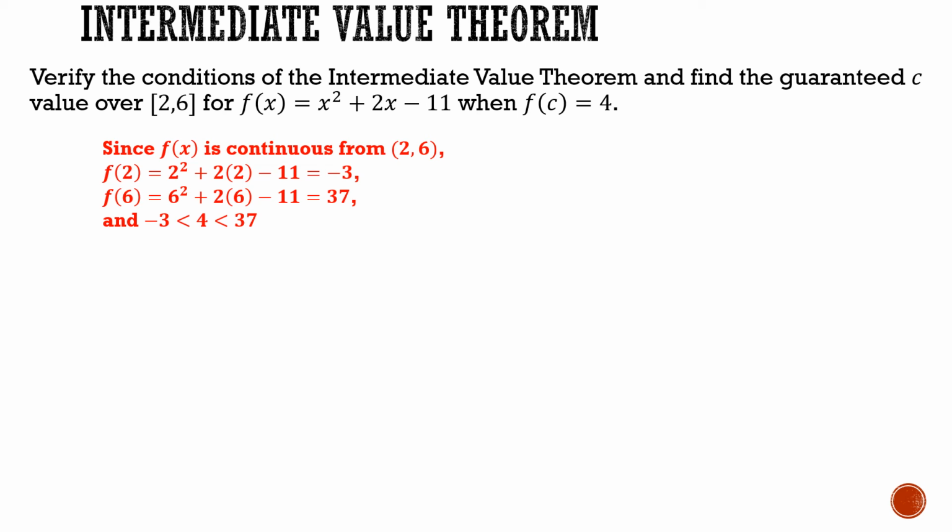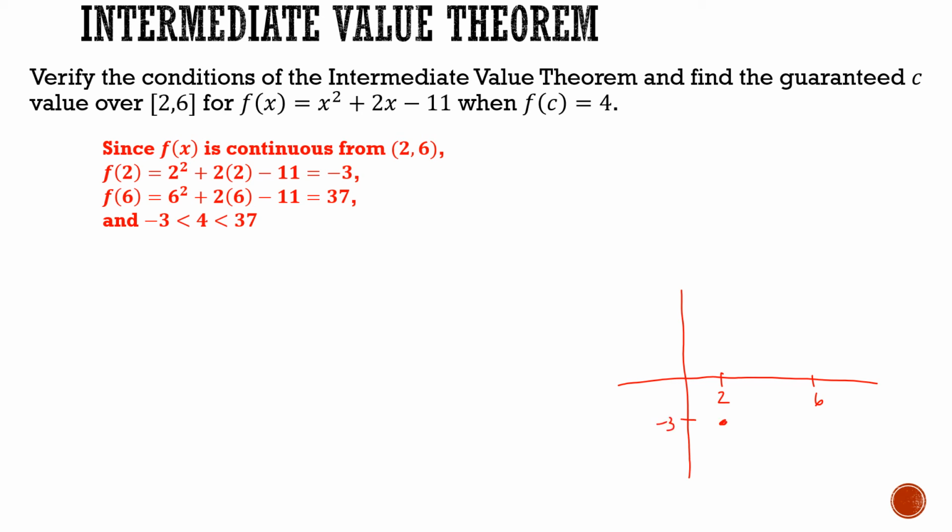So if I draw this thing out, basically I'm just going to draw literally the definition of the intermediate value theorem. So my a in this example is 2. And then my b would be 6. I also found out that my f of a was -3.